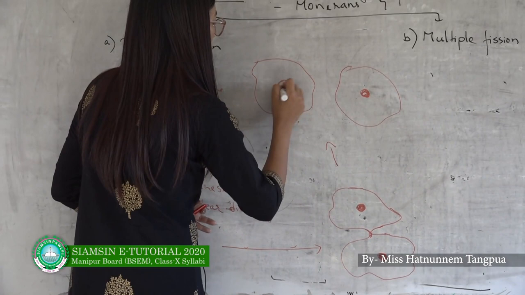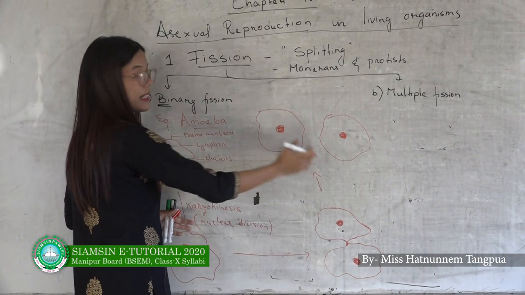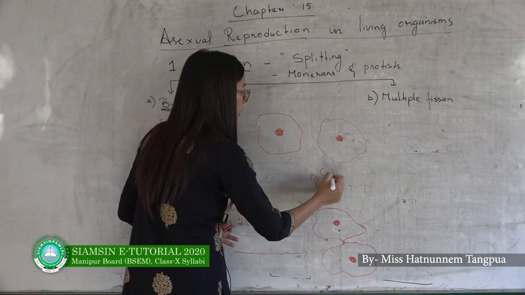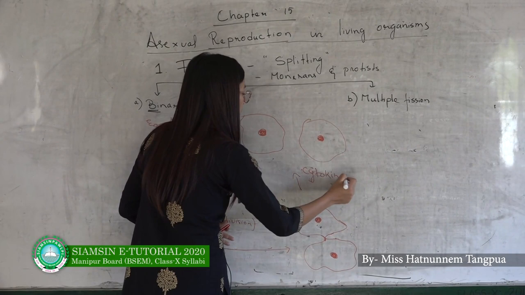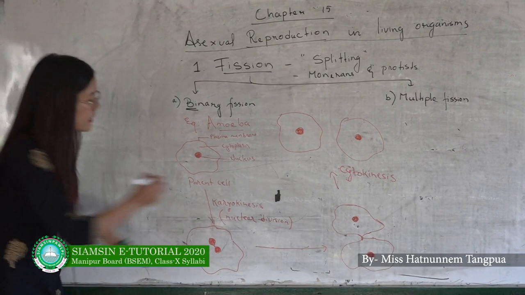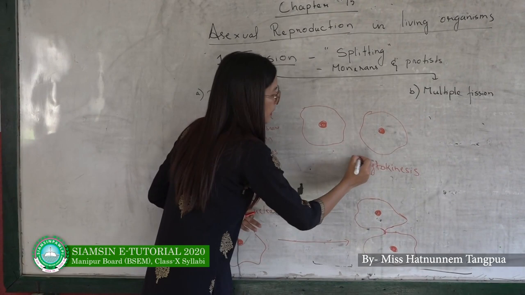The process of division of the cell into two is known as cytokinesis. Nuclear division is karyokinesis, while the division of the cell is cytokinesis.